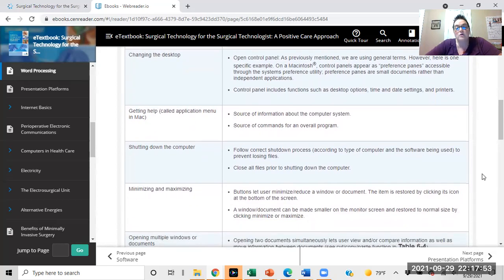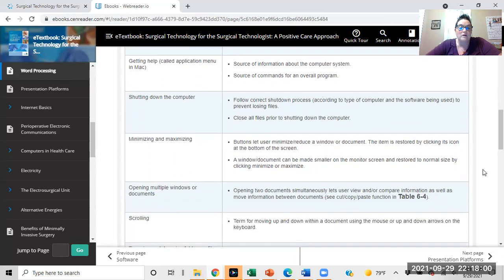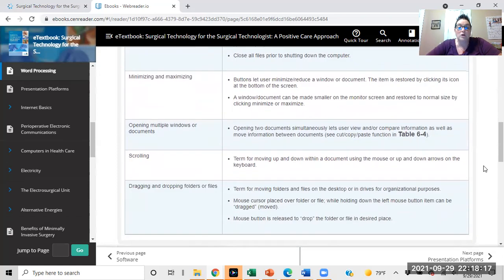Shutting down the computer, there are shutdown processes that occur, close all the files before shutting down the computer, minimizing and maximizing. You know, think about we're talking about a facility computer, not your home computer. There are buttons that let you minimize and maximize a window or document. It can be made smaller on the screen. You can open multiple windows or documents as well. There's that cut, copy, paste function.